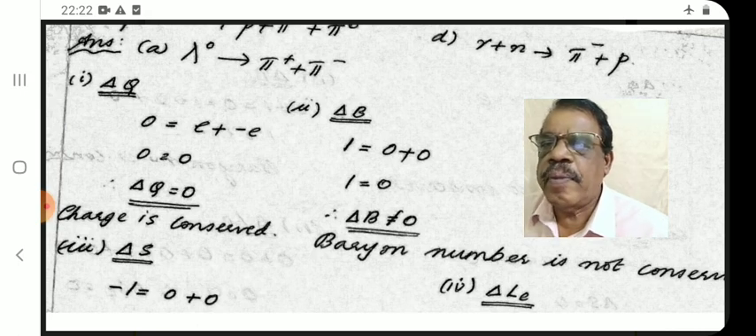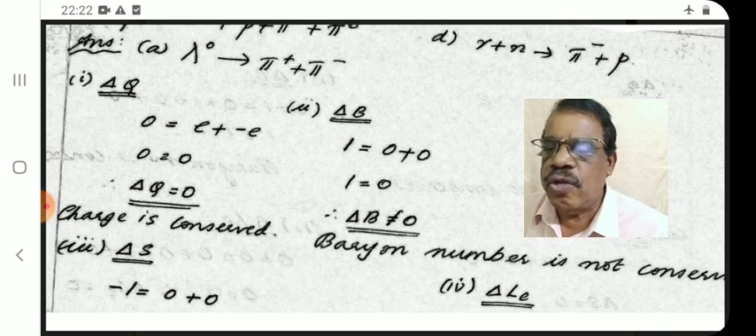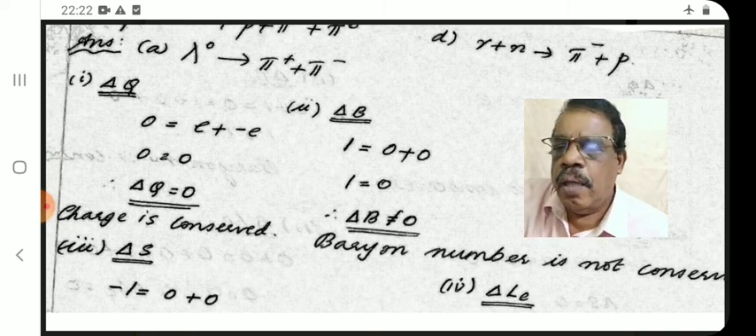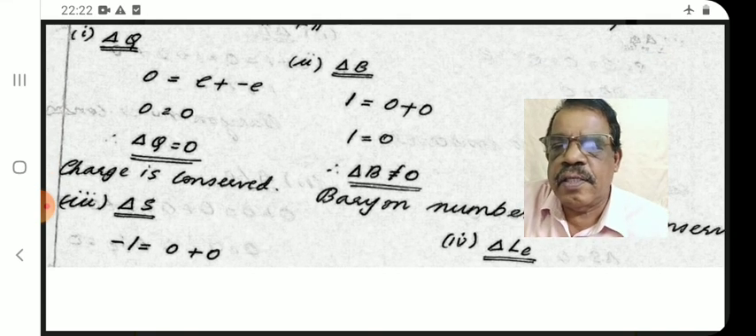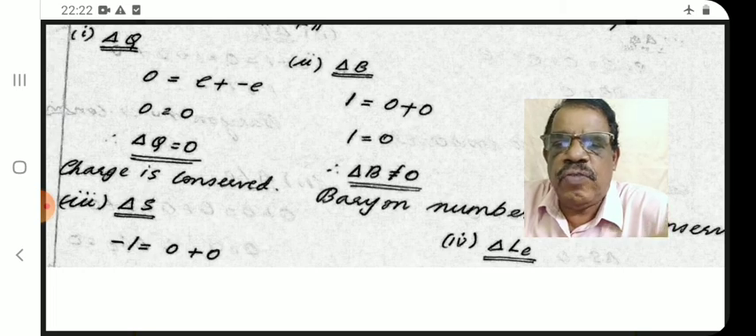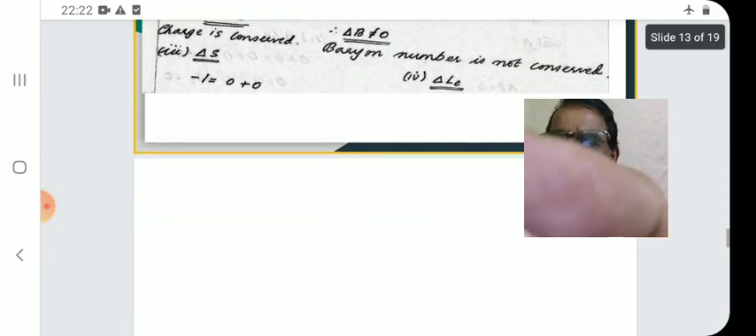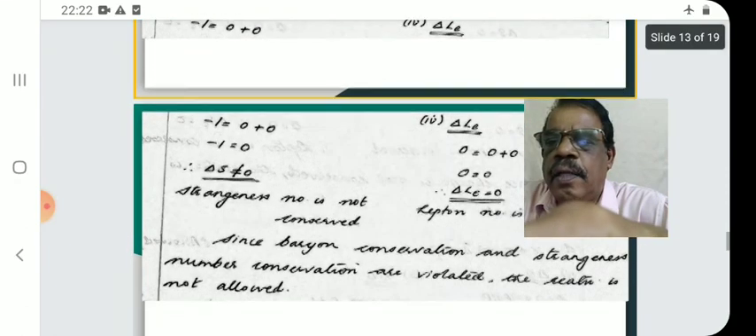Delta S. For lambda 0, it is a strange particle. Its value is -1. Pi plus and pi minus are not strange, therefore 0 plus 0. The meaning is delta S is also not equal to 0, it is violated. Delta S is not equal to 0.